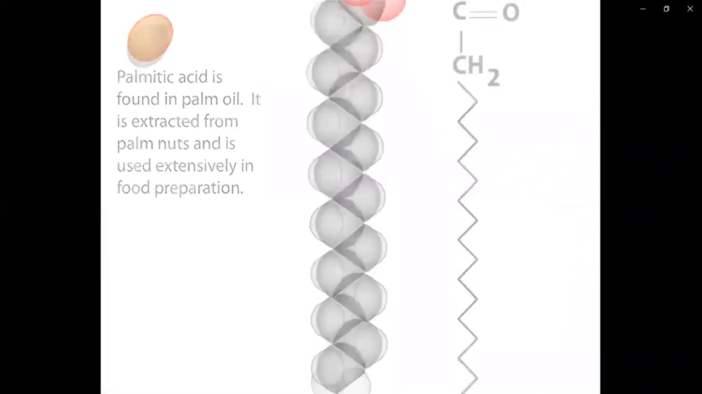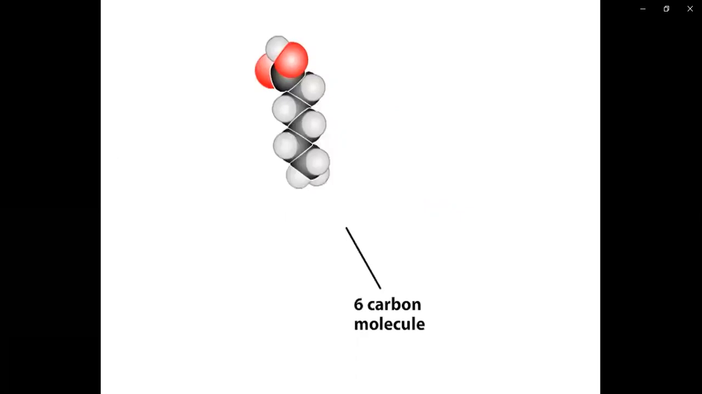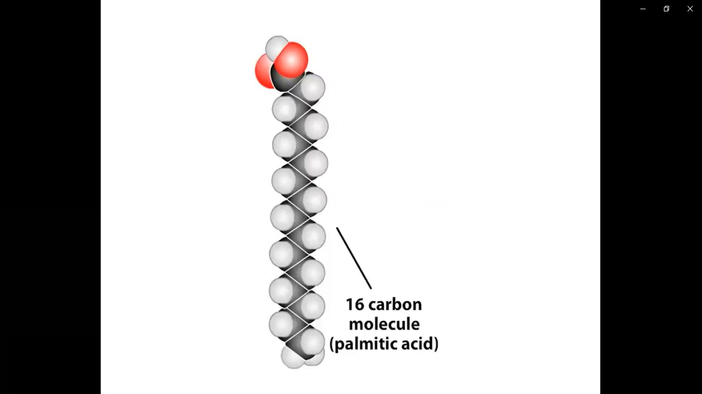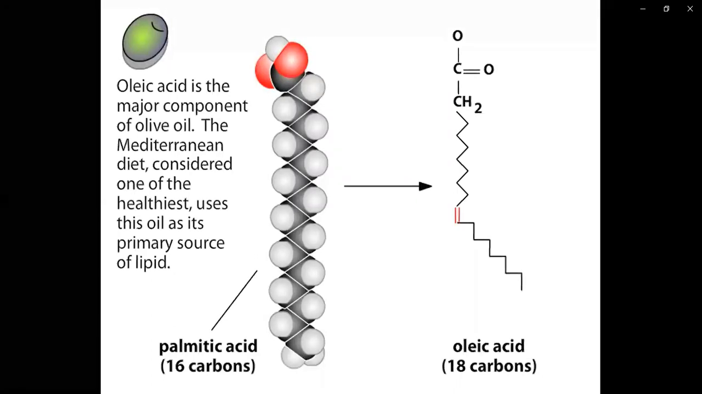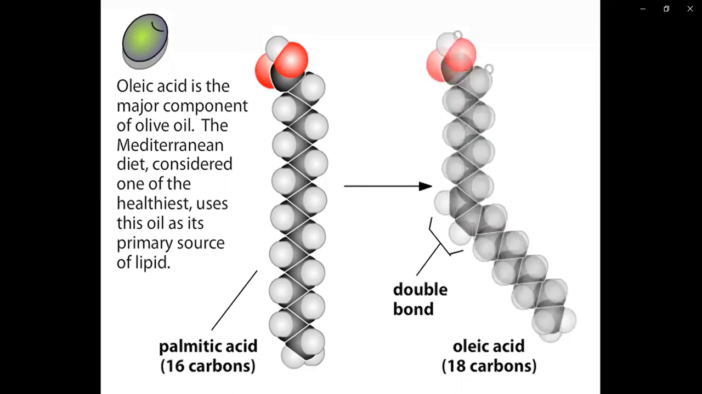Fatty acids, such as palmitic acid, are built by adding 2 carbon atoms at a time to smaller fatty acid molecules. A cell can use palmitic acid to form other fatty acids, such as oleic acid. In this process, oleic acid is formed by adding 2 carbon atoms to palmitic acid, and then by inserting a double bond between carbons 9 and 10. Because oleic acid has one double bond, it's considered a monounsaturated fatty acid.